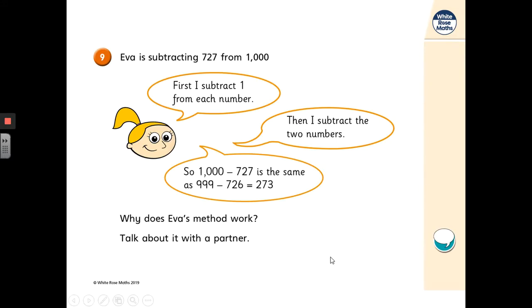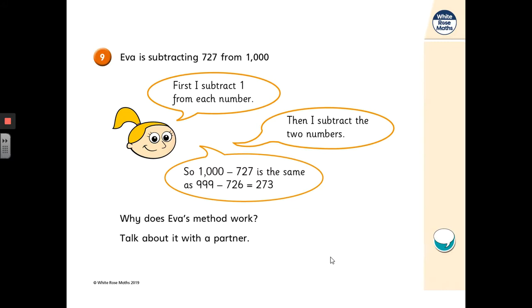Number 9. Eva is subtracting 727 from 1000. First, I subtract 1 from each number. Then I subtract the 2 numbers. So 1000 minus 727 is the same as 999 minus 726, which equals 273. Why does Eva's method work? Talk to a partner. So why do you think Eva's method works?